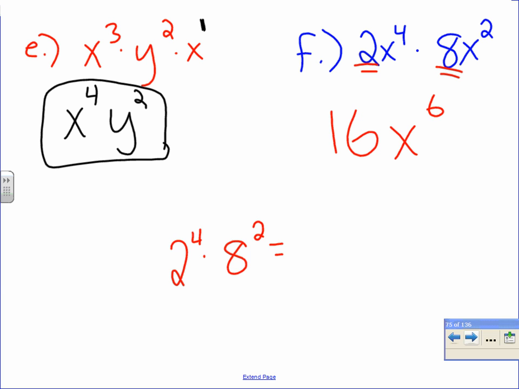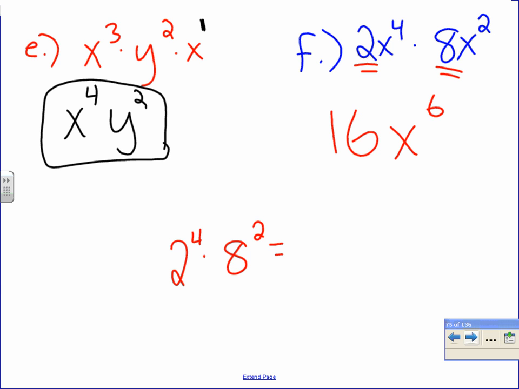the x is the base. Yep. Yep. These are just regular numbers. So if the x's weren't here, you would just multiply 2 times 8. That's all we're doing here is multiplying 2 times 8. They're just normal numbers. The coefficients in front you always multiply. You only add the exponents when you're multiplying and it's the same base.